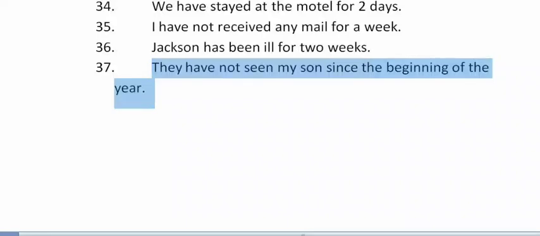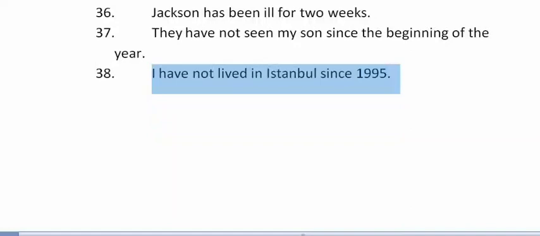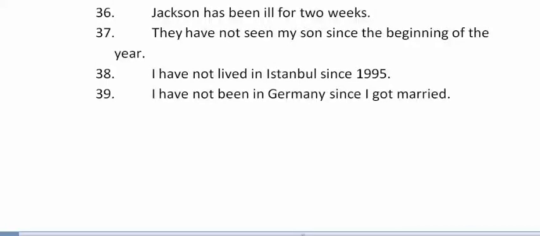They have not seen my son since the beginning of the year. I have not lived in Istanbul since 1995. I haven't been in Germany since I got married. Now friends, when you introduce not, we are expressing negation. So before has or have and the verb which is in V3, you can introduce not.